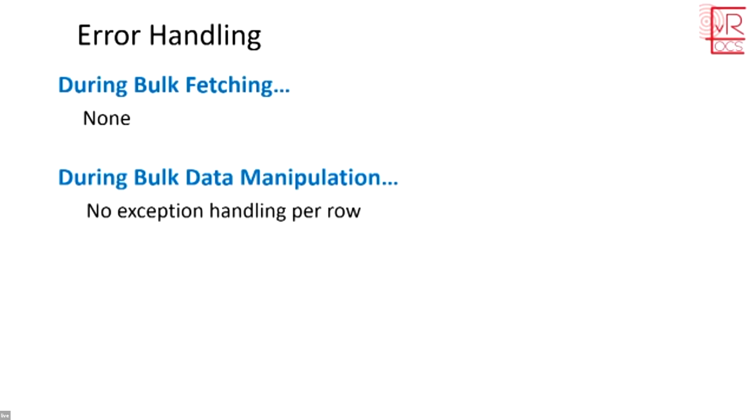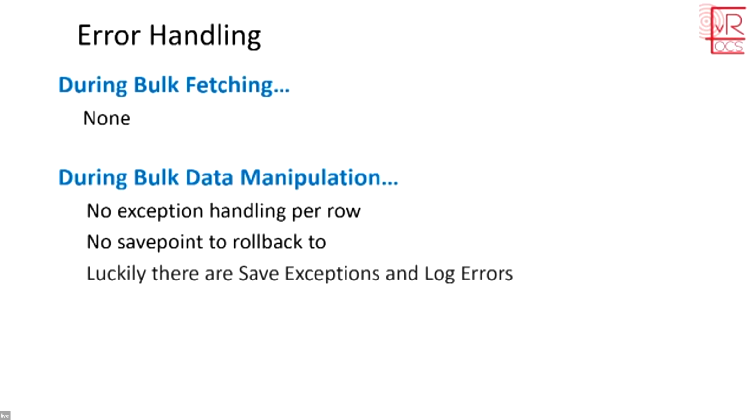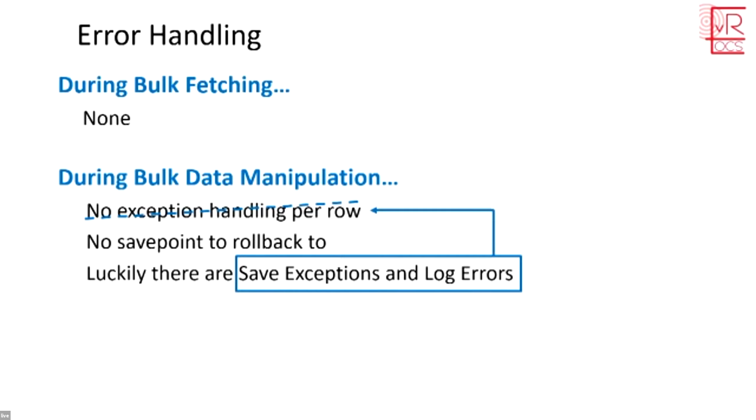During data manipulation, we don't have exception handling per row by default. You can't use a save point to roll back to, but we do have save exceptions and log errors. And that basically makes this one not true, because using that, we do have an exception handling per row.